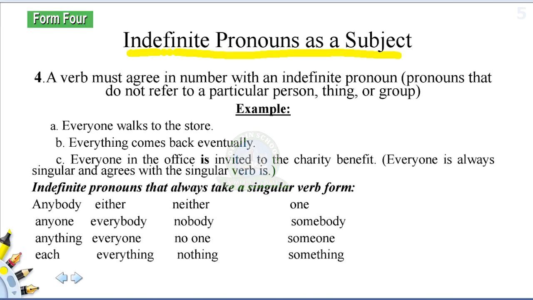So everyone, everything, everybody, they are singular. Everyone walks to the store. So everyone is singular, so we use a singular verb. If you have a singular subject, we're going to use a singular verb. If you have a plural subject, we're going to use a plural verb. Everything comes back eventually. If the verb has an S, it's singular. Everyone in the office is invited to the charity benefit. So everyone is always singular and agrees with a singular verb.